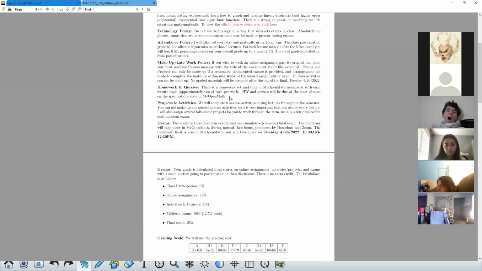The way it works, I open the homework sets on a given day, right, on a day of class, and that homework set will be due at the start of class on the next day.